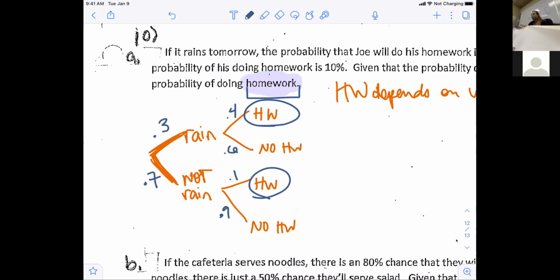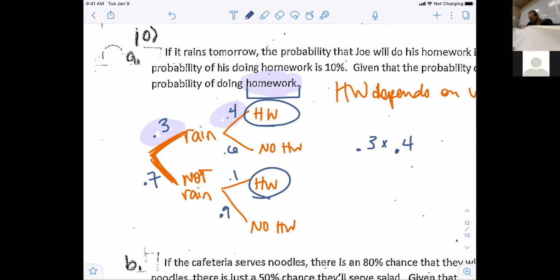So one path that could get us to homework is it rains and he does his homework. Because both of those things happen and both had to happen for it to be true, one situation, we're going to do 0.3 times 0.4. So it rained and he did homework. That's one situation. I'm going to multiply those together.